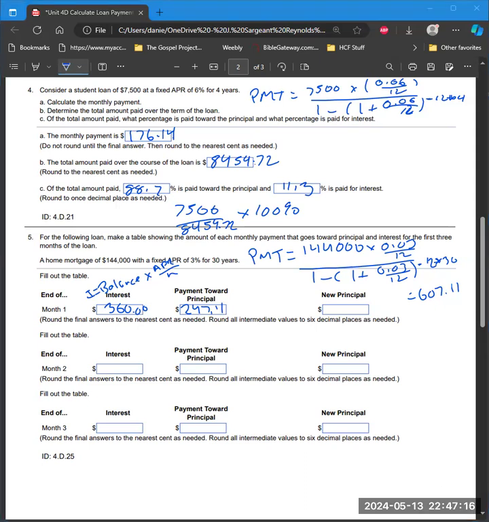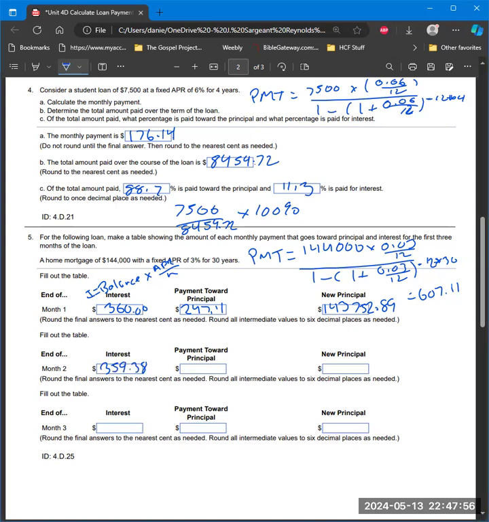That gets backed out of my 144,000. So 144,000 minus 247.11 gives me a new principal of $143,752.89. Now I'm going to multiply that new balance times my APR over N, so times 0.03 over 12. And that gives me an interest payment of $359.38.